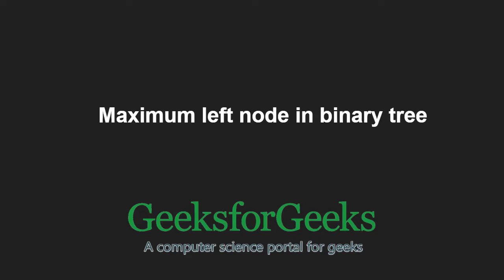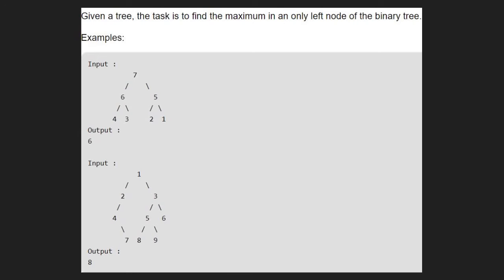In this video, we are going to understand the program which finds maximum left node in a binary tree. First, let us take an example. For example, in the first tree, 6 will be the maximum left node and in the second tree, 8 will be the output. The idea is to traverse the tree with in-order traversal and apply the condition for the left node only and get maximum of left node.